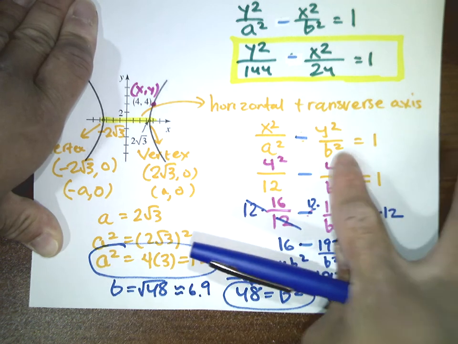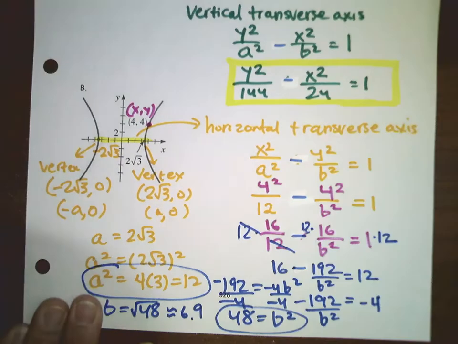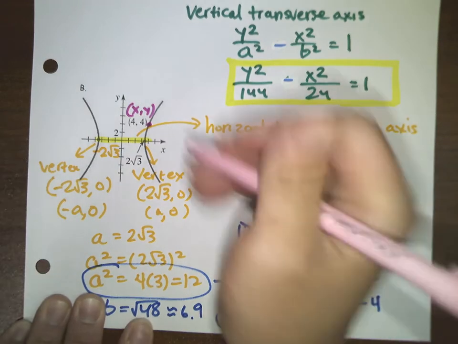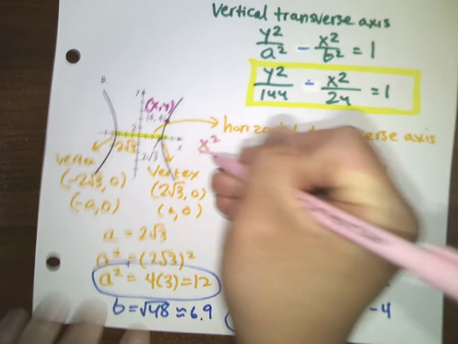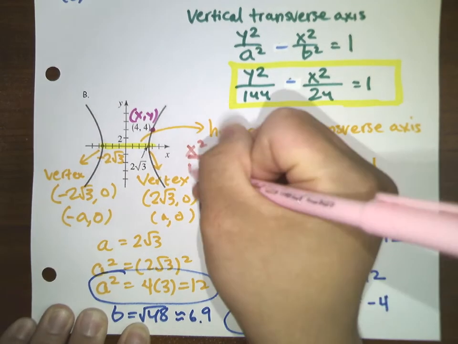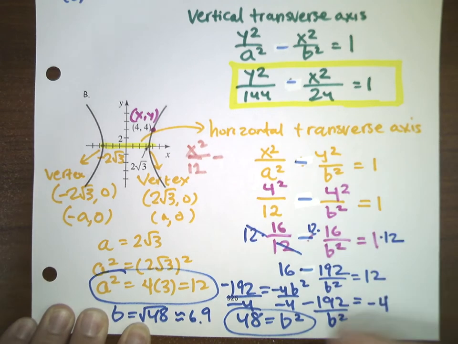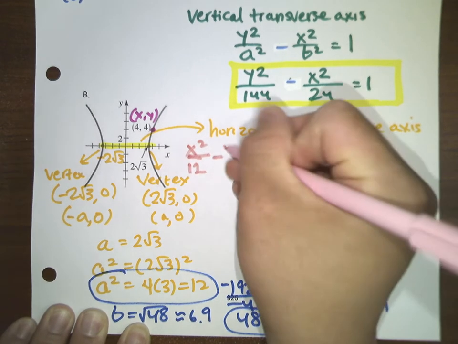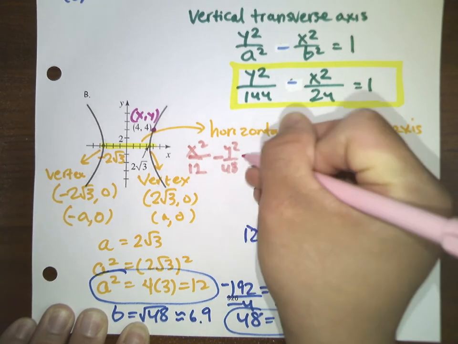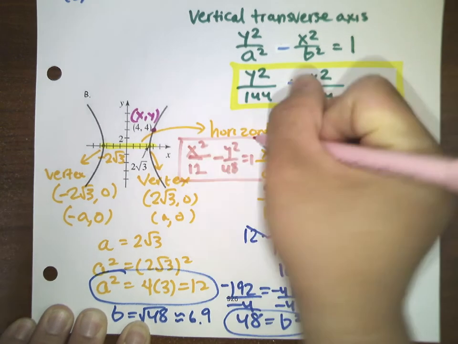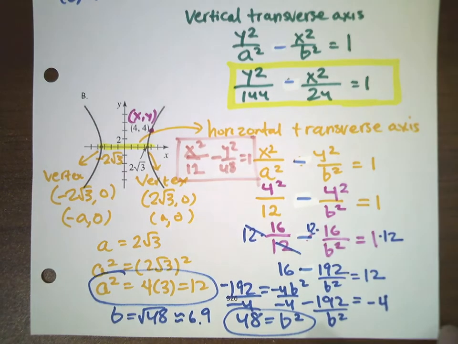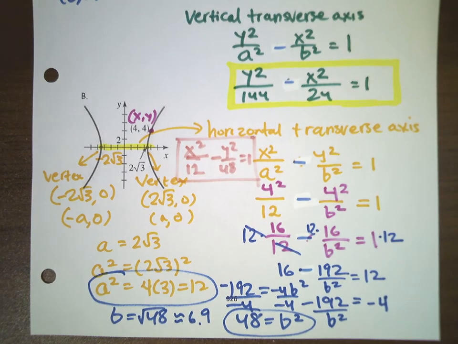Then you just have to write down the equation by substituting the a squared and the b squared in here. So what will that be? That will be x squared over a squared, which is 12, minus y squared over b squared, which is 48, and that will be equal to 1. So that is the equation of this hyperbola.